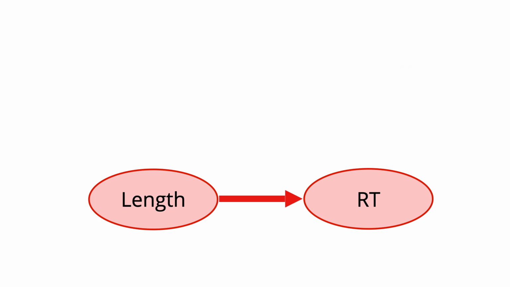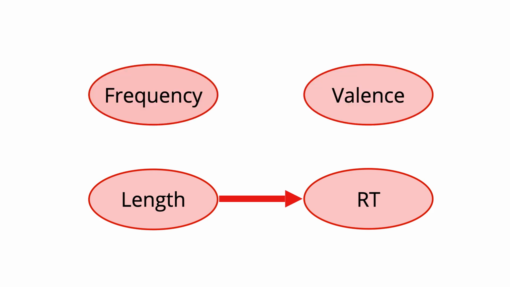So let's think about this in a real example and how it might cause problems. Let's say we're looking at different words in English, and we're looking at whether the length of a word affects the reaction time for someone recognizing a word. This is a very typical psycholinguistics kind of experiment.